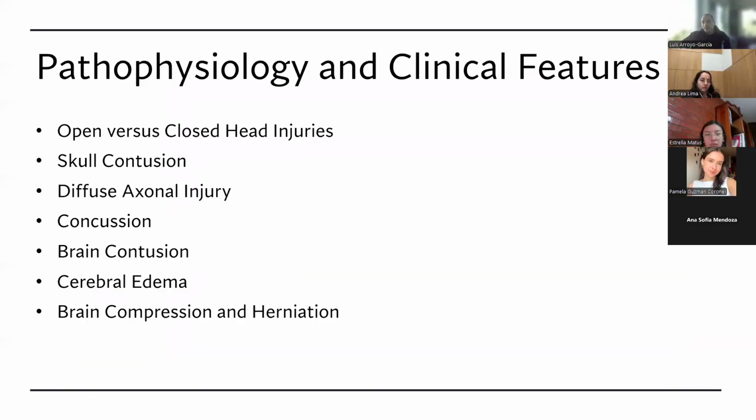So the pathophysiology, what is happening in our head, will depend on the type of injury that we're having. Okay. So we have these subtypes, and actually I want you to explain what would be the pathophysiology of it.